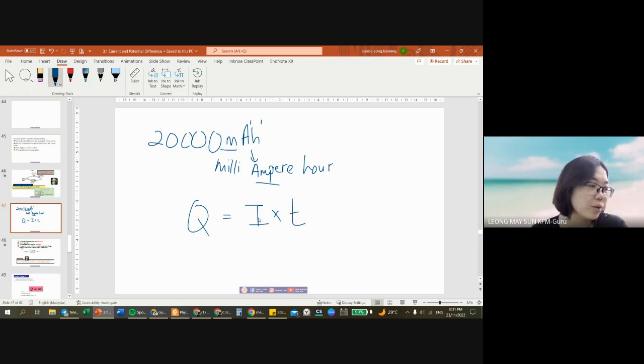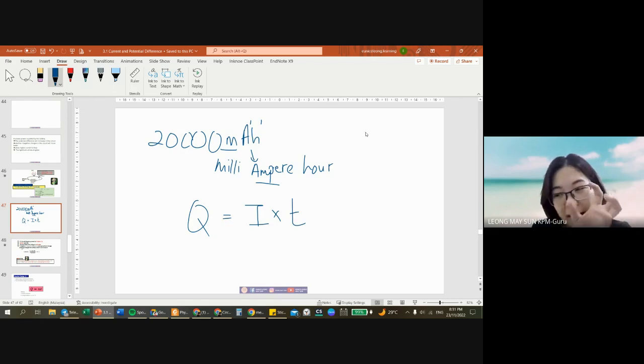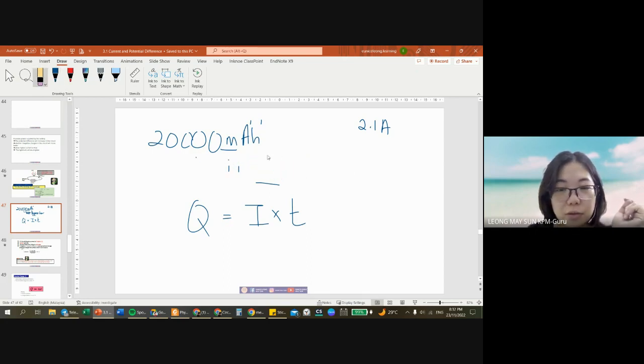Let's just say you want to charge your power bank, with your cable and the power charger. The power supply, that particular plug, it writes there 2.1 ampere, which means that you are using 2.1 ampere to charge your power bank. How long does it need to take to charge your power bank if it is 20,000 mAh? For those of you who have a 20,000 mAh power bank, how long do you take to charge your power bank?